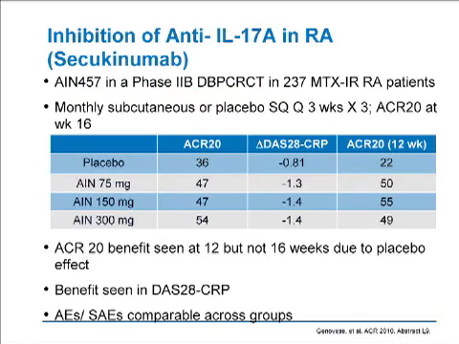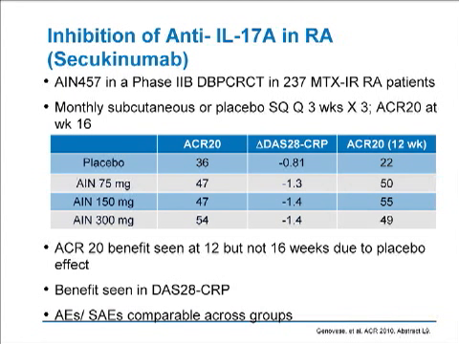Well, there have been two studies in the last year with two different agents that I'm going to review for you. The first of these was presented in 2010 at the American College of Rheumatology using an anti-IL-17A antibody called secukinumab. This was a phase 2B double-blind randomized controlled trial in 237 patients with RA unresponsive to methotrexate. It was monthly sub-Q or placebo injections every 3 weeks, and the ACR 20 was judged at week 16.